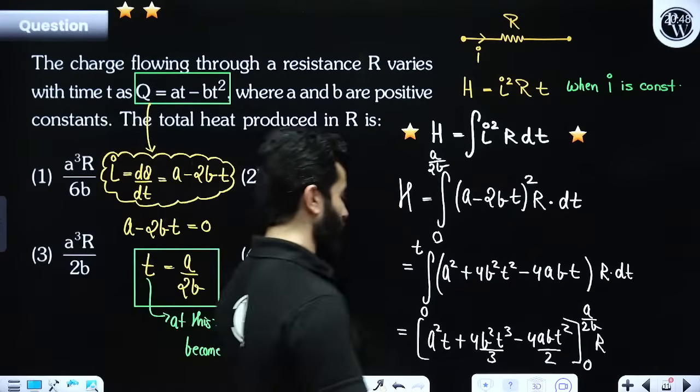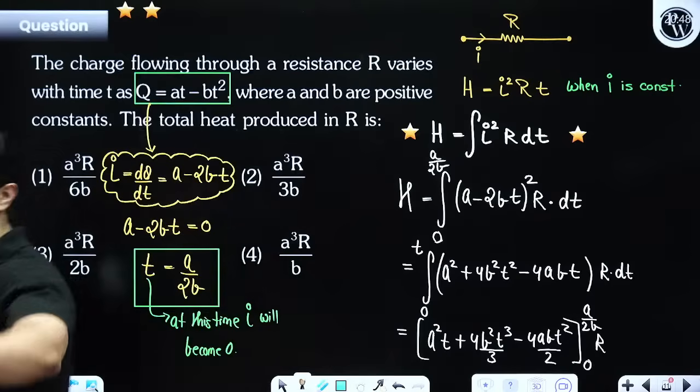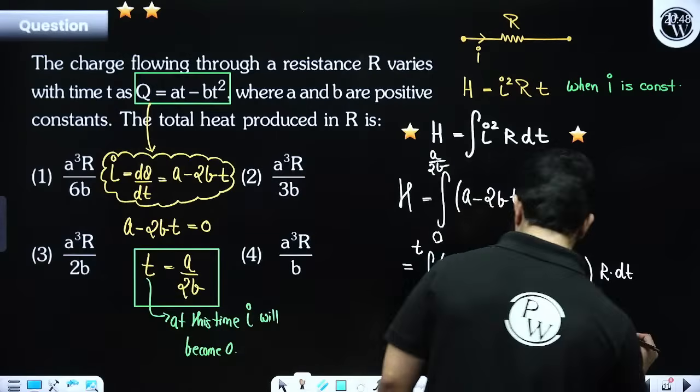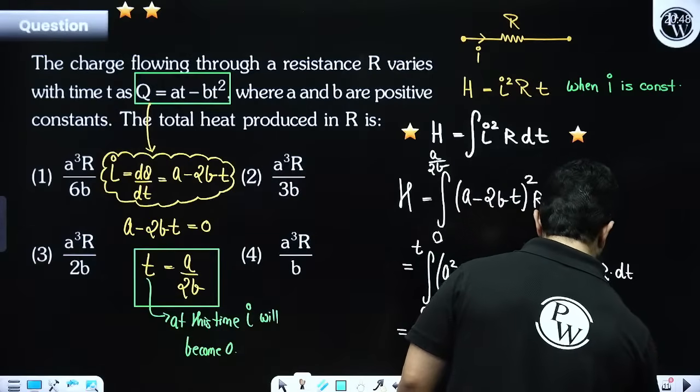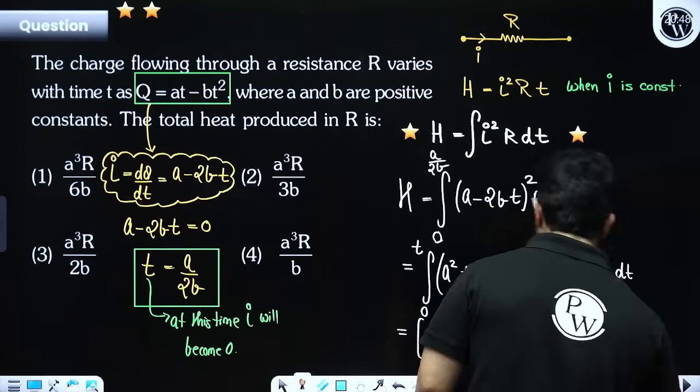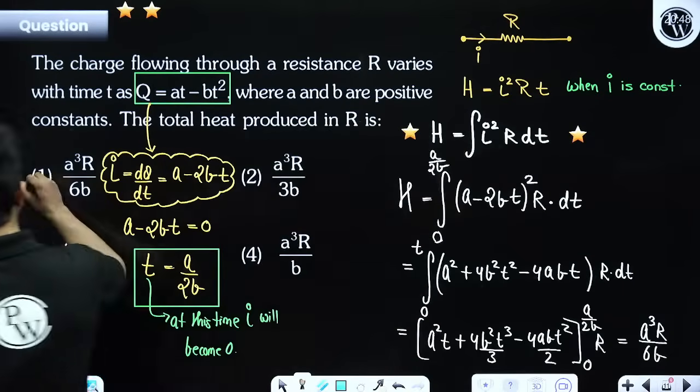I don't have any space, but I'll tell you the answer, and I'll take the doubts also. Quickly let me know in the chat box if you have any doubt till here. Be quick. After integrating it, you are going to get the answer A cube R divided by 6b. That is option 1.